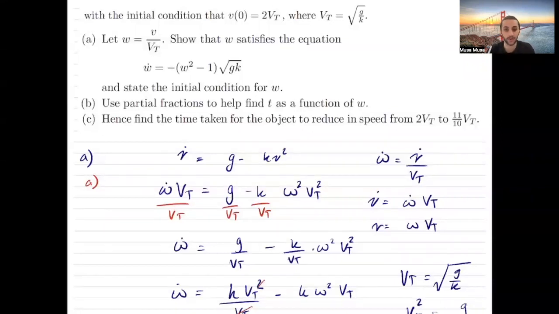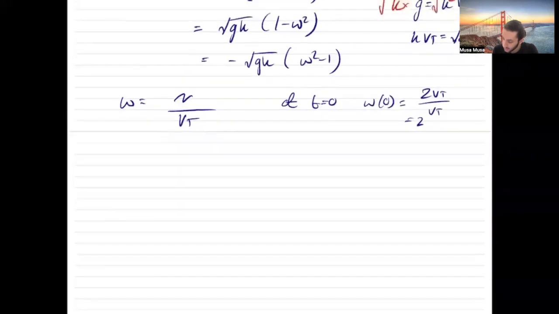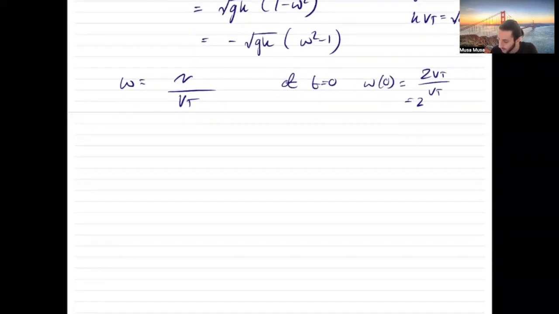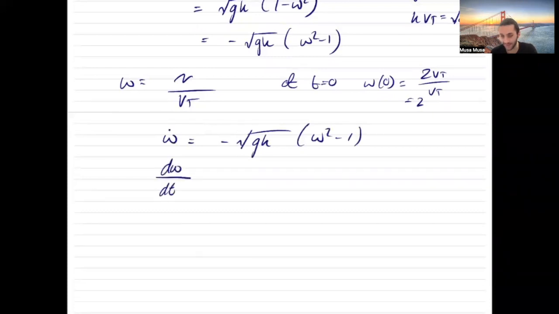Okay, part B. Use partial fractions to help find t as a function of w. So t equals, and then w is on the right-hand side. So let's come to this. We were given w dot is equal to minus the square root of gk, times (w squared minus 1). W dot is the same as dw over dt.